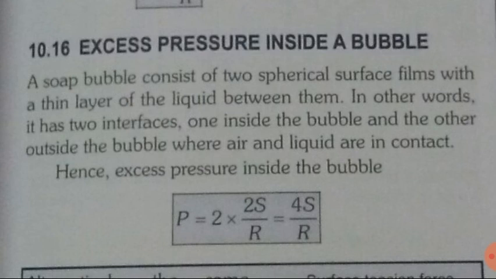So in the case of a bubble, the increase in surface area will be twice in comparison with the drop. That's why, if we have to find the excess pressure of a bubble, we will multiply this equation by 2. So P equals 2 into 2S upon R, so we will have 4S upon R.